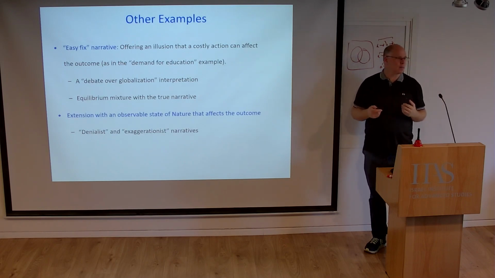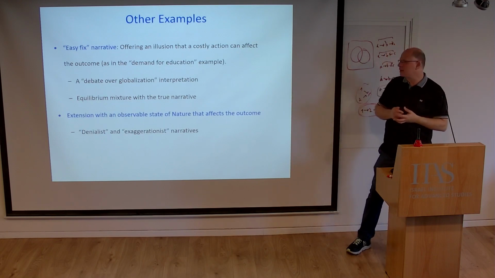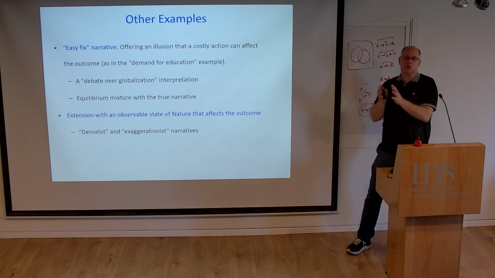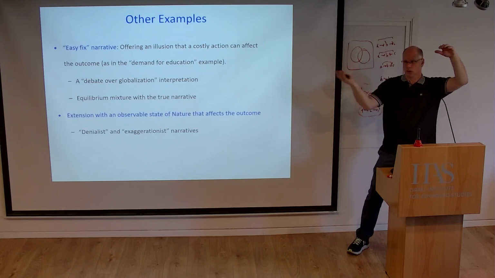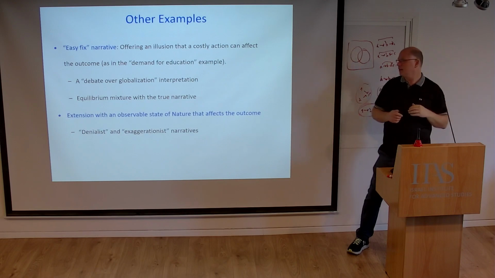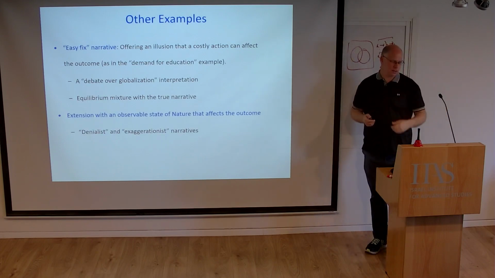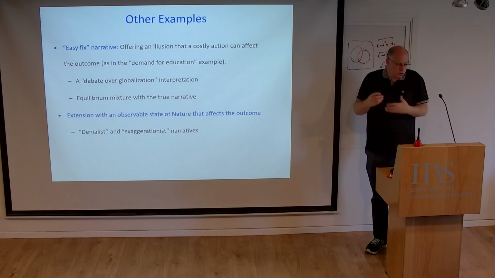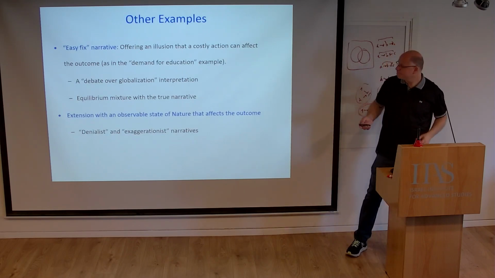And in that kind of environment, natural false narratives that naturally emerge in this setting are what we call denialist and exaggerationist narratives. A narrative that exclusively explains everything by the exogenous features, that's what we call the denialist narrative. It denies that anything you can do could affect the outcome. And the exaggerationist narrative says that the outcome is just due to what you do, your actions. It denies the relevance of the state of nature. So those kind of false narratives emerge naturally in that environment.